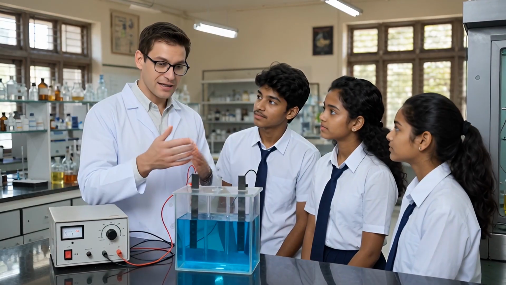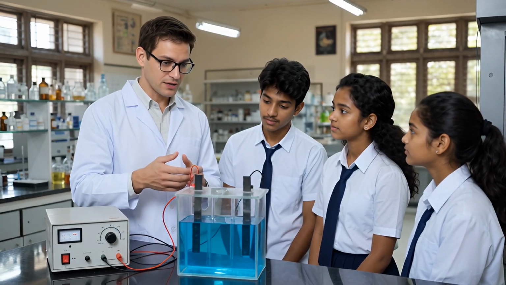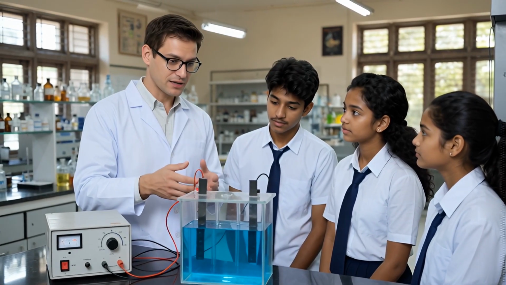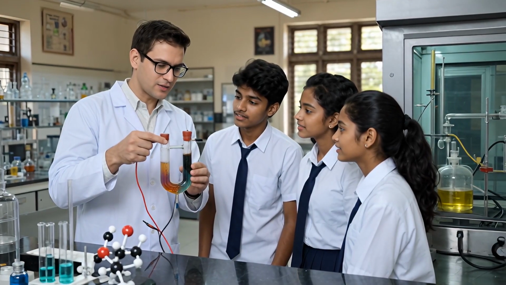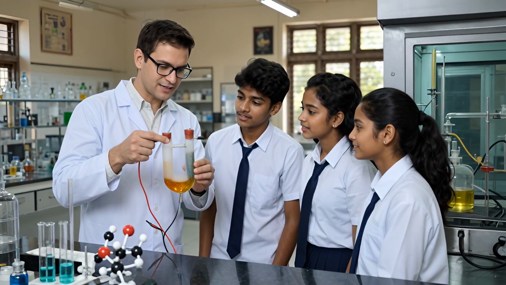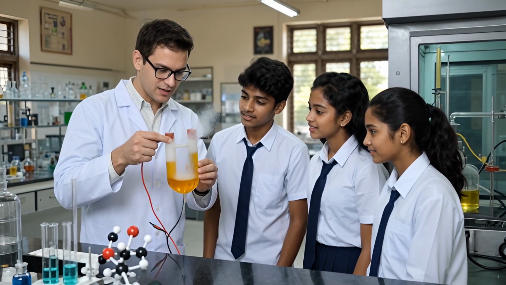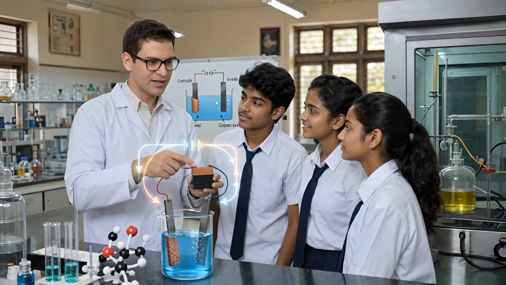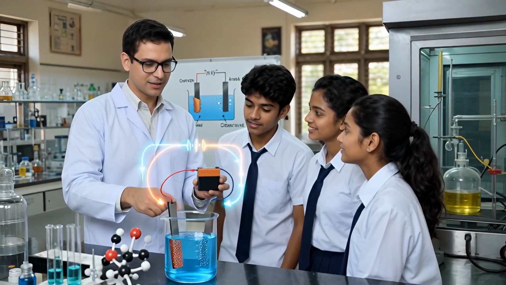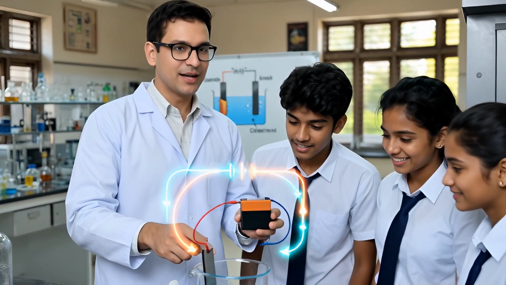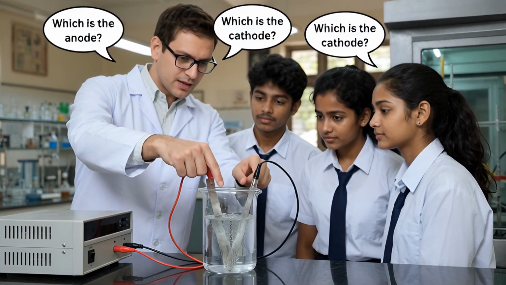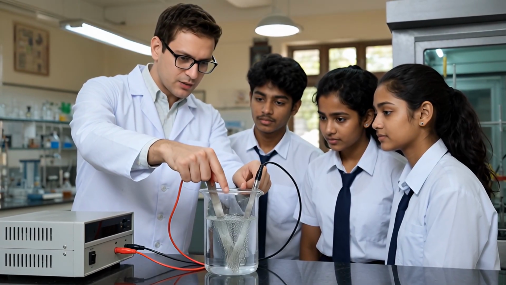Second question, what is electrolysis? what is special about this process? When electricity passes through an electrolyte, a chemical change takes place there, using electrical energy to bring about a chemical change is electrolysis. Third question, in an electrolytic cell, which is the anode?